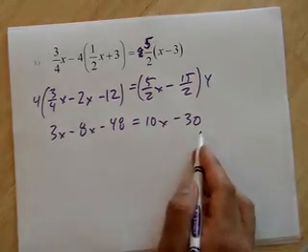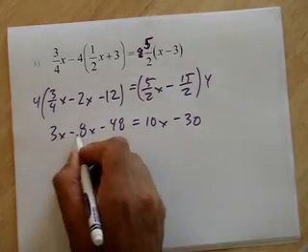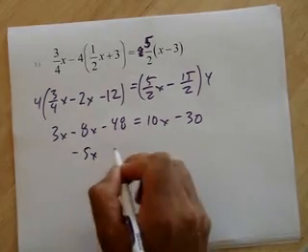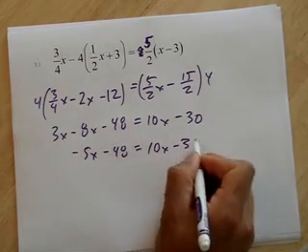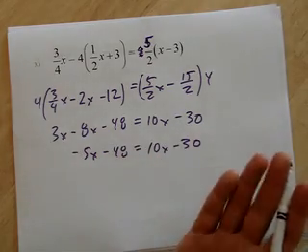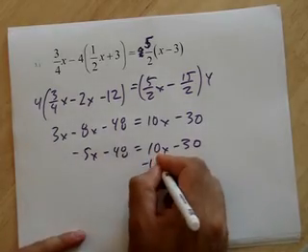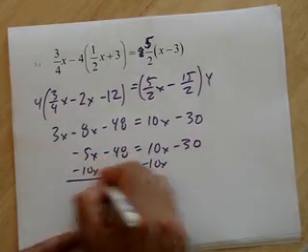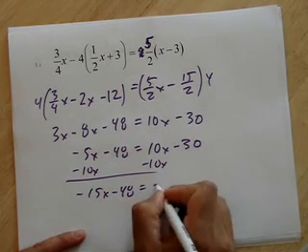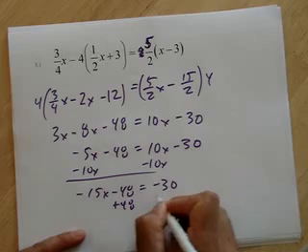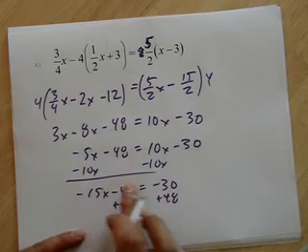Now I have all integer coefficients, so what am I going to do? Combine like terms. 3x minus 8x is negative 5x minus 48 equals 10x minus 30. Now I want to get all the x's on one side. What side? Doesn't matter. Let's bring it all over here. Negative 10x both sides. Get negative 15x minus 48 is negative 30. Let's add 48 to both sides.